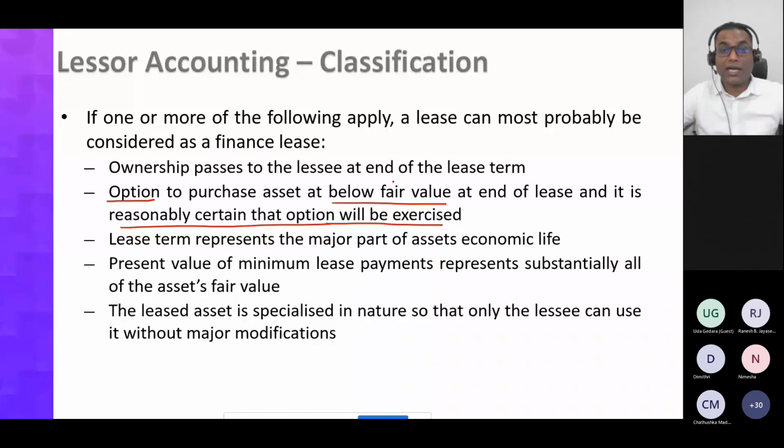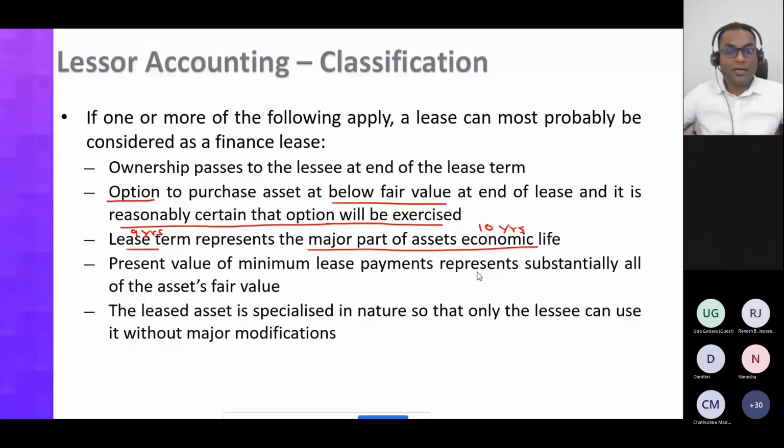But if there's an option to purchase the asset at the end of the lease term at market value, you can't say that it's a finance lease. Because then you can't say that it is reasonably certain that the option will be exercised. Okay. Then the lease term represents a major part of the asset's economic life. Let's say the asset's economic life is 10 years, lease term is, let's say, 9 years. So the lease term is a major part of the asset's economic life. After 9 years, lessor gets the asset back, but lessee is the one who utilized the asset over a major part of the asset's economic life.